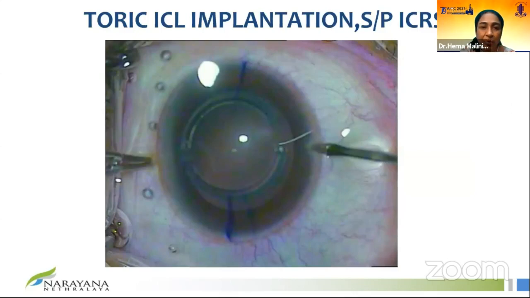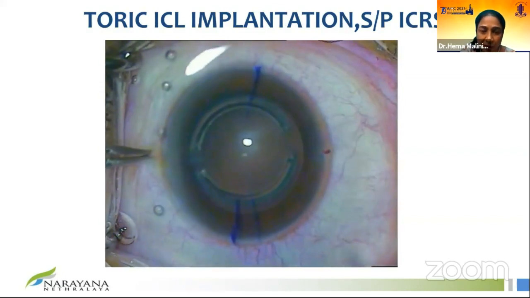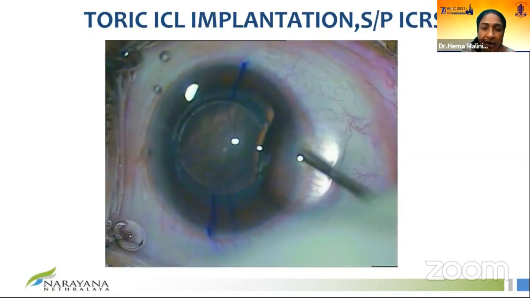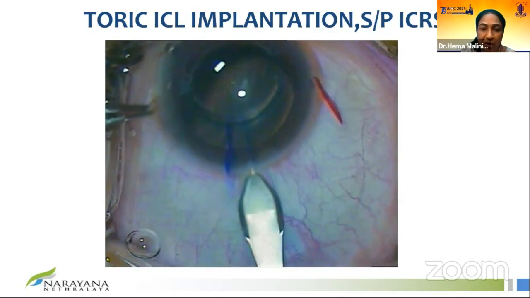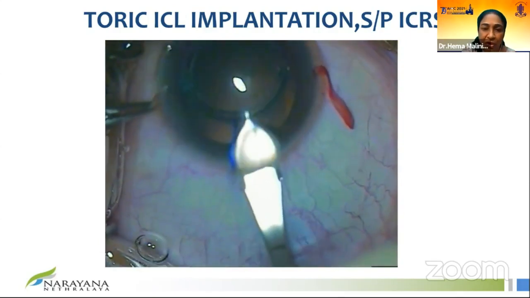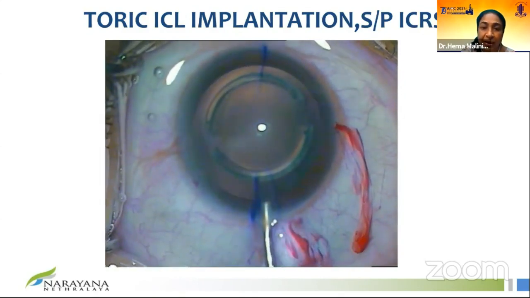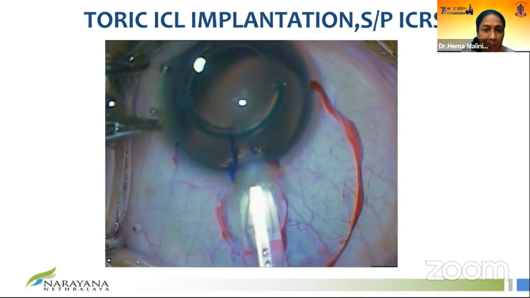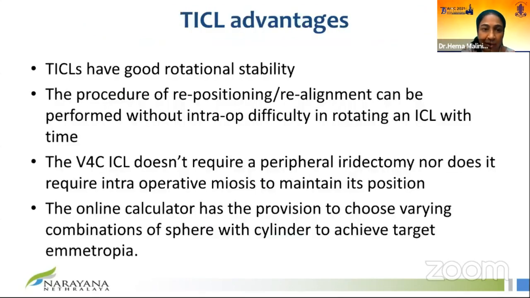Now, a short video clip showing toric ICL implantation in a patient who had undergone intracorneal ring segments. Certain points that one needs to remember here is that there could be huge parallax issues here, especially with the intact rings in situ, making visualization difficult. Therefore, make sure that the side ports are positioned properly and appropriately so that the manipulation of the ICL inside the eye is not hampered. And towards the end, make sure that there is thorough removal of viscoelastic.